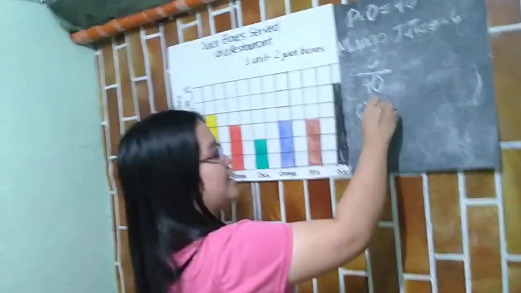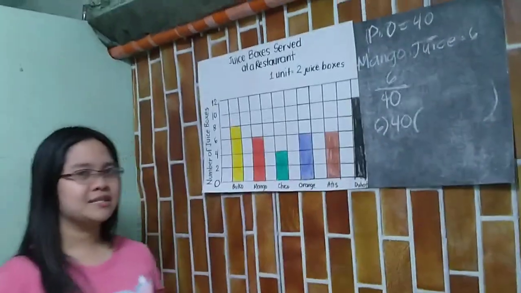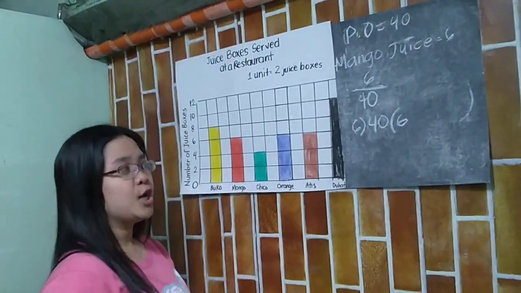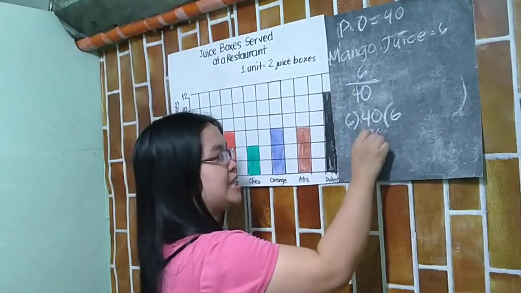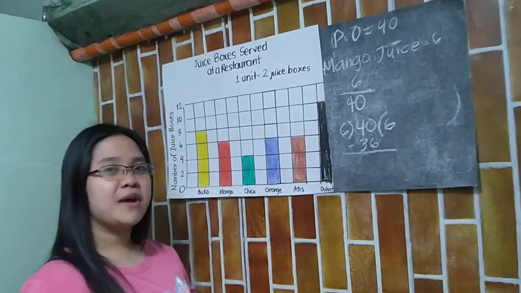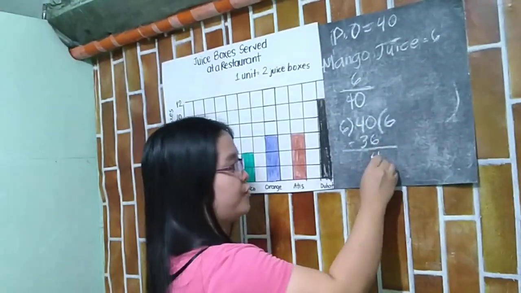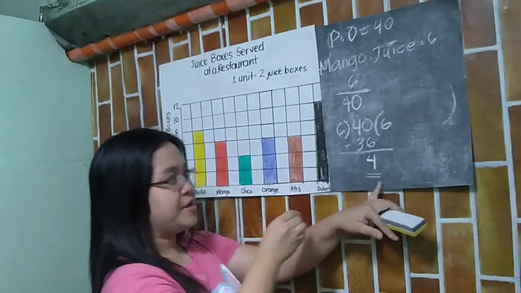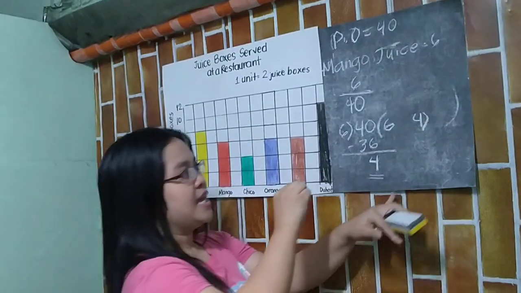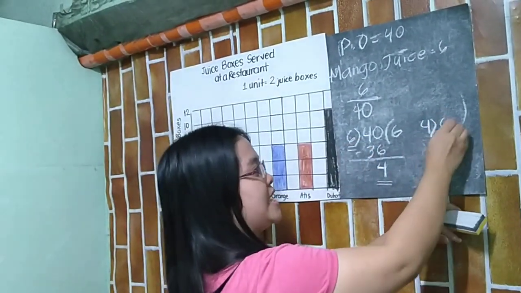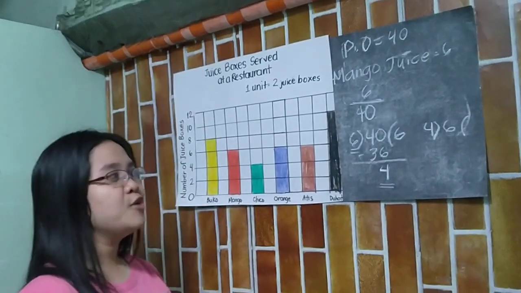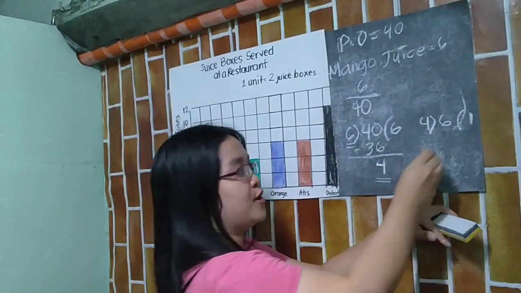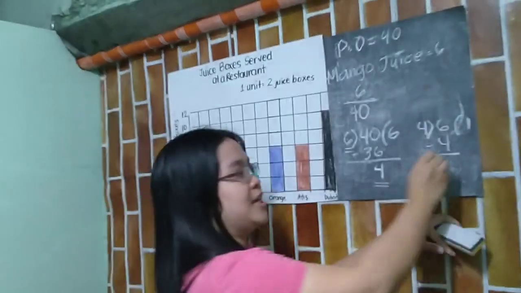So 6 and 40. How many 6 are there in 40? We have 6, right? 6 times 6 is 36. 40 minus 36 is 4. So, it is not yet done. So, let's use our remainder as our new divisor, and let's use 6 as our new dividend. So, how many 4 are there in 6? There is only 1. So, 1 times 4 is 4. 6 minus 4 is 2.